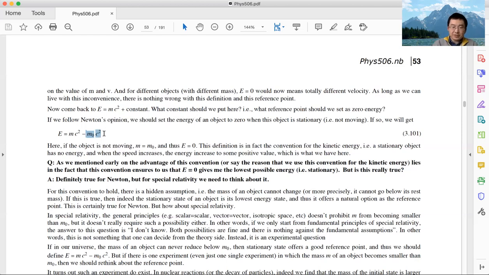But in special relativity, that's not obvious at all. It is not obvious whether an object that stopped moving has reached the lowest energy state or not. Whether this is the lowest energy state or not in special relativity cannot be answered by the fundamental principles we studied earlier. Early on in this semester, we studied several fundamental principles.